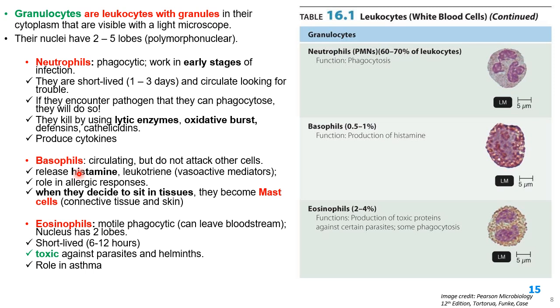When they get activated, they dump their granules, the contents of their granules, out there in the tissue. And remember, a lot of the contents are histamine and leukotriene, okay? So they are going to cause inflammation in the tissue. And you can associate mast cells with allergies, right? When you have allergies, what do you take? What kind of drug? Antihistamine, right? Because you want to block the effect of the histamines.